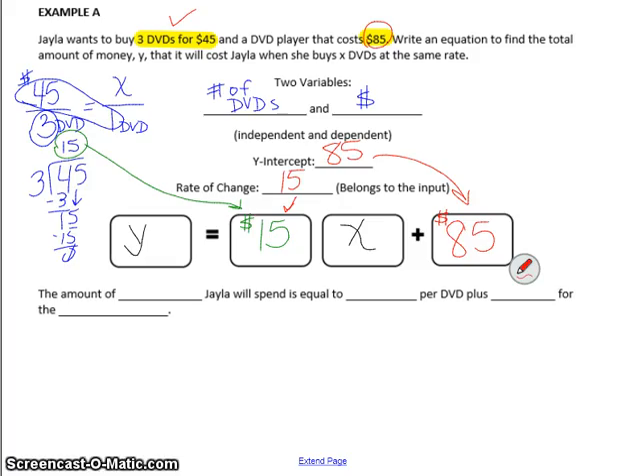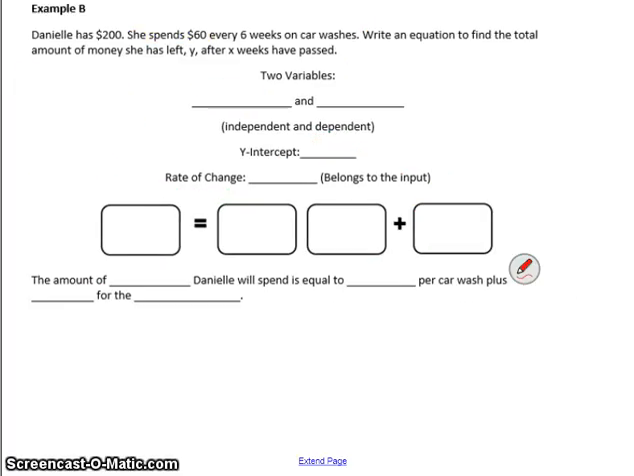Then I have to fill in the sentence. It says the amount of blank Jayla will spend is equal to blank per DVD plus blank for the blank. So the amount of money that Jayla will spend is equal to $15 per DVD plus $85 for the DVD player. So all I did was I wrote my equation in the form of words. That's it.